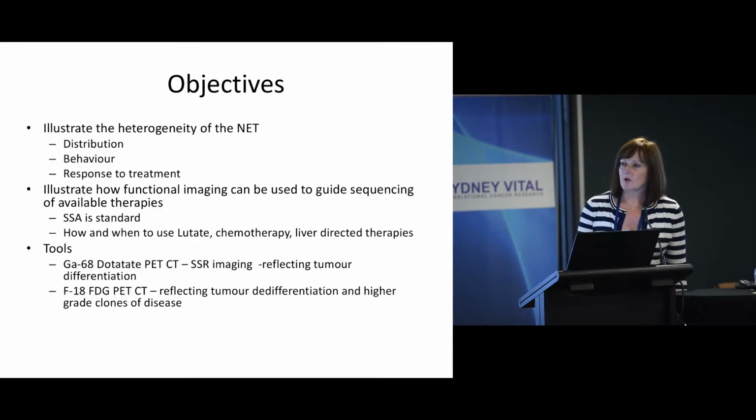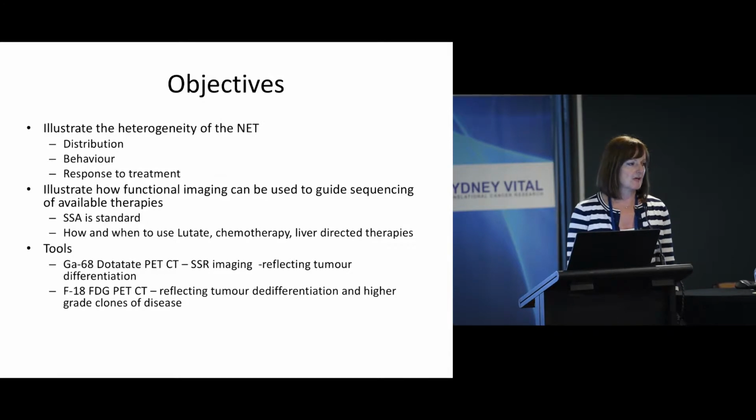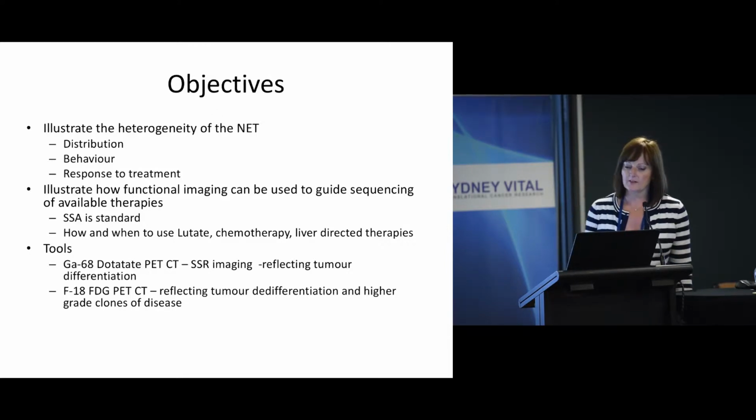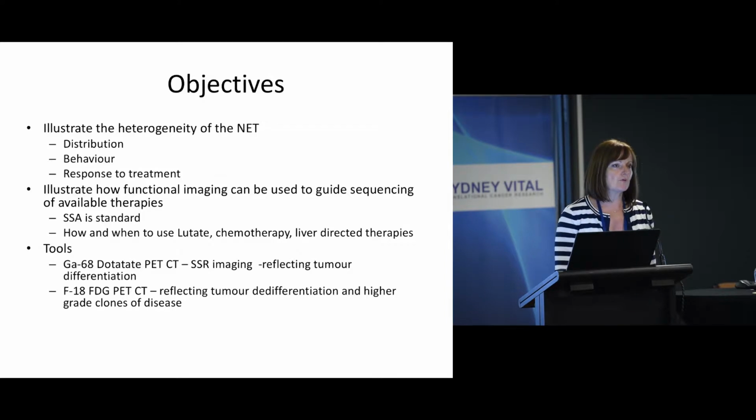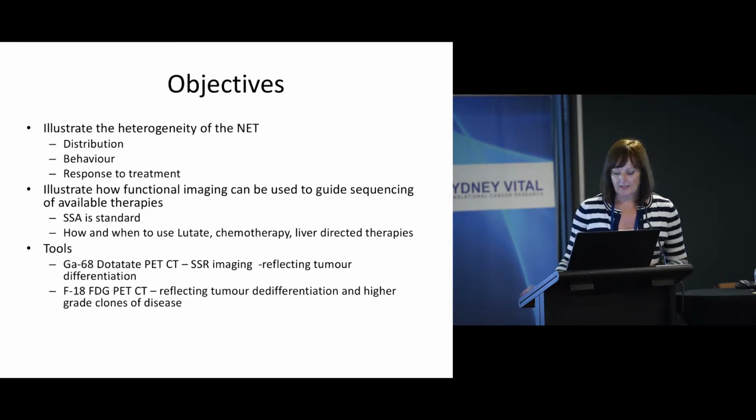And I just want to show how functional imaging can be used to guide the sequencing of the available therapies that we have. Of course, SSA is a standard, but how and when do we use lutate, chemo, targeted therapies, liver-directed therapies? And of course, our tools to offer from the nuclear medicine side are gallium dotatate imaging, reflecting somatostatin receptor expression on these tumours and therefore differentiation of the tumour, as well as FDG imaging, which really more reflects de-differentiated higher grade clones of the disease.